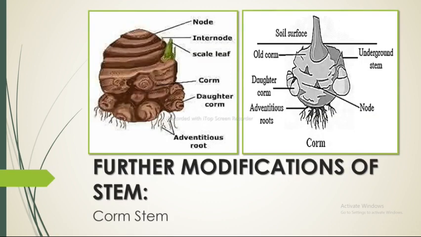So further modifications of the stems also include the corm stem. In the first figure, you can see that this is the node, this is the internode, these are scale leaves. So this is the corm, and this is the daughter corm, and these are adventitious roots. In the second figure, you can see this is the soil surface, this is the old corm, this is the underground stem, daughter corm, adventitious roots, and node as shown in the figure.